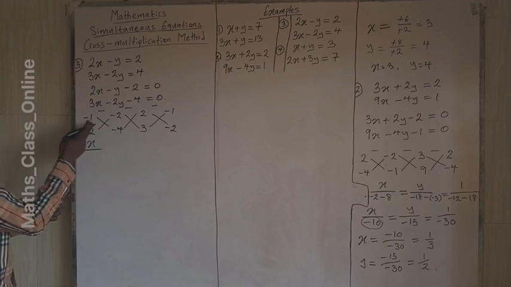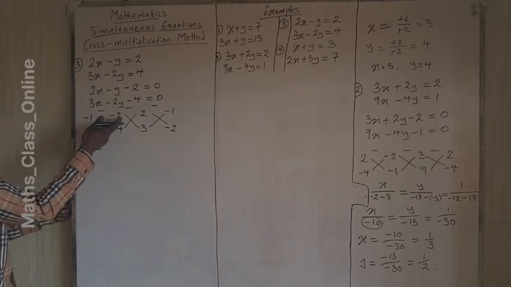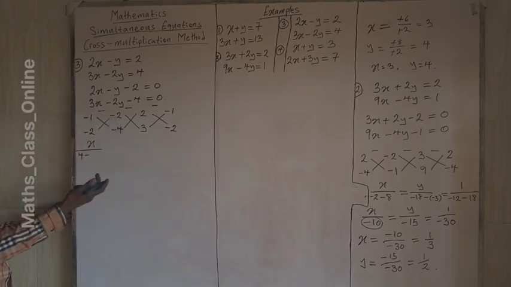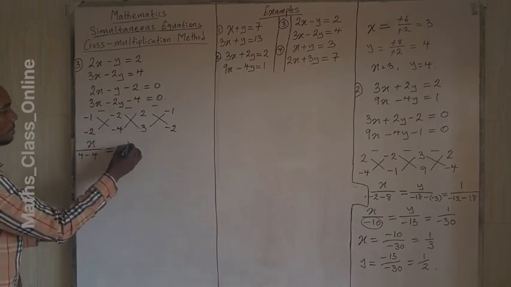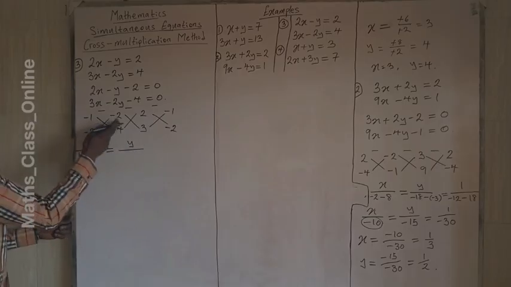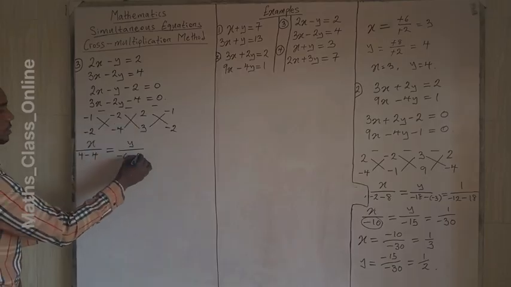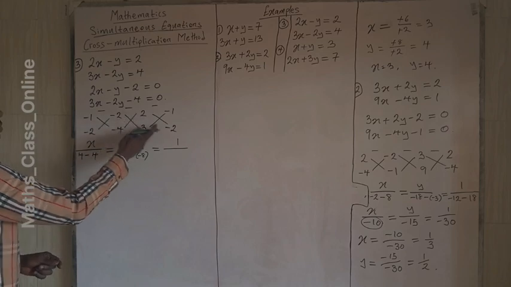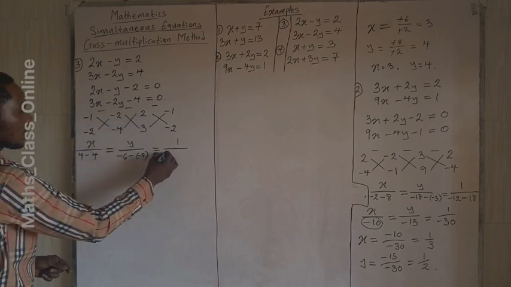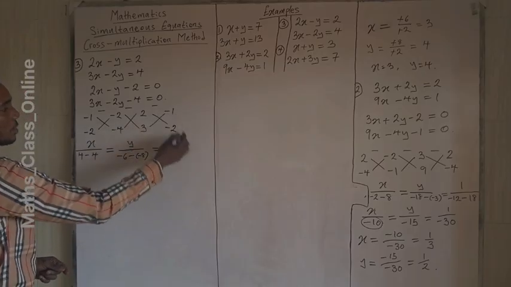-1 times -4, minus times minus, plus 1 times 4, that is 4, minus -2 times -2, minus times minus, plus 2 times 2, that is 4. This is equals to, the second and the third column is for y. -2 times 3, that is -6, minus -4 times 2, that is -8, equals to 1 over -2 times -2, that is -4, minus 3 times -1, that is -3.